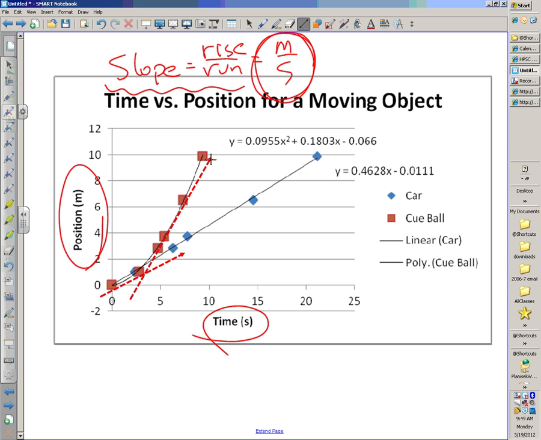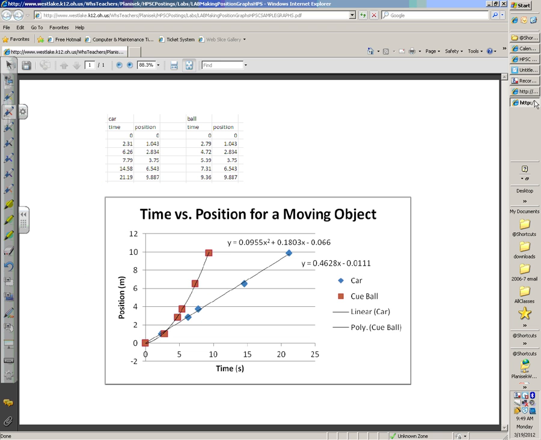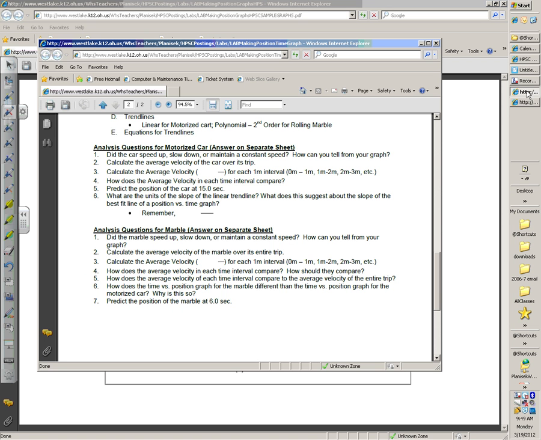All right, good there? Yeah, go ahead. So the slope is suggesting the velocity. The slope is telling you the velocity of that object at that point for the graph.